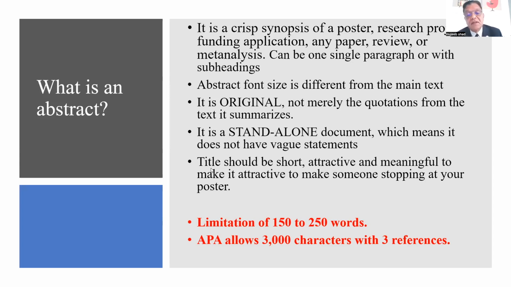So title is the next one. The title should be short, attractive, and meaningful, to make it attractive, as I said before, so somebody can stop at your poster. The limitation usually is 150 to 250, but APA allows 3,000 characters, which I'm not sure, but it may come around maybe 300. It may vary, and maybe close to 300. And they also allow references. A lot of conferences, publications, papers, and articles don't allow references in the abstract, but APA does. Some do. So this varies across the board. Okay.